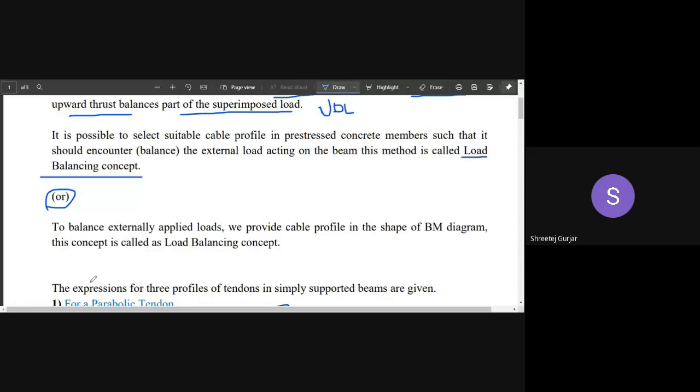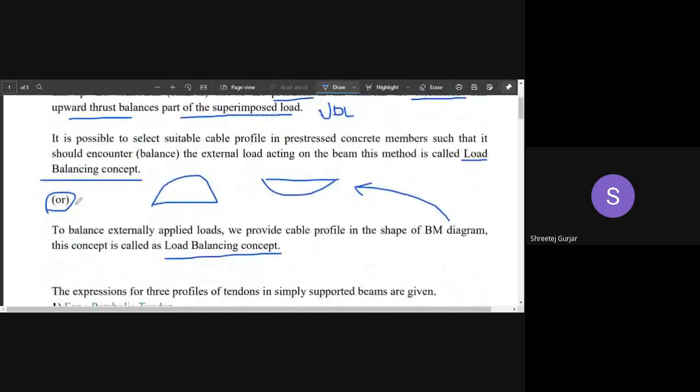To balance externally applied loads, we provide a cable profile in the shape of the bending moment diagram. This concept is called the load balancing concept, right? So if your bending moment is in this curved profile, your tendon will be the reverse of that. We use the shape of our bending moment diagram to determine the shape of the cable profile. So that is what is called the load balancing concept. I hope this load balancing concept is clear.